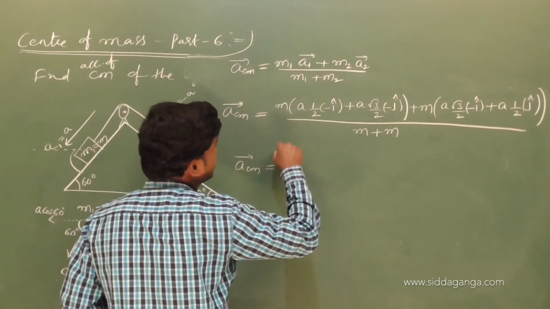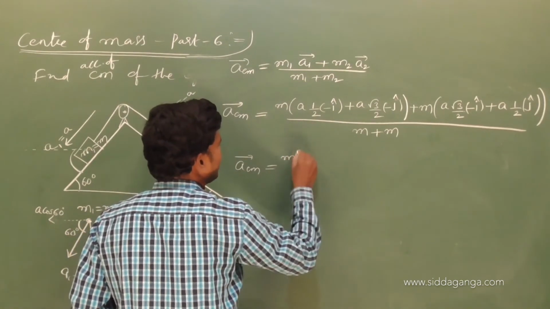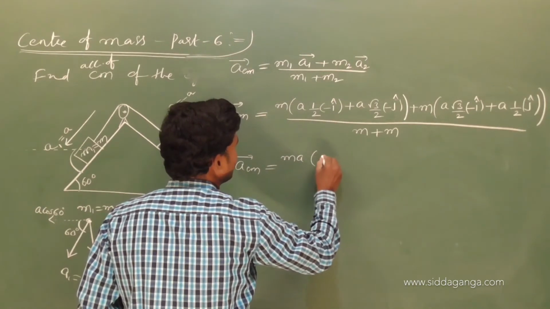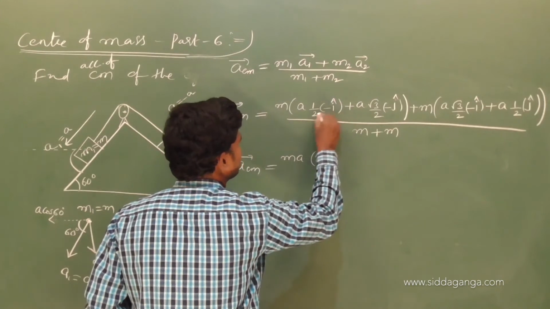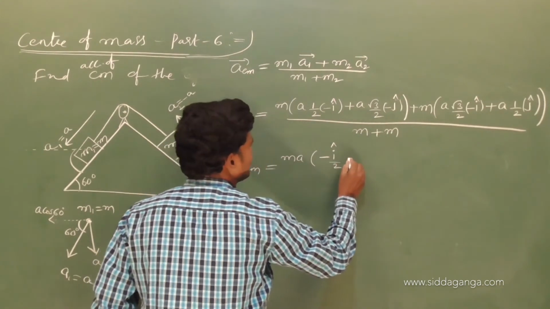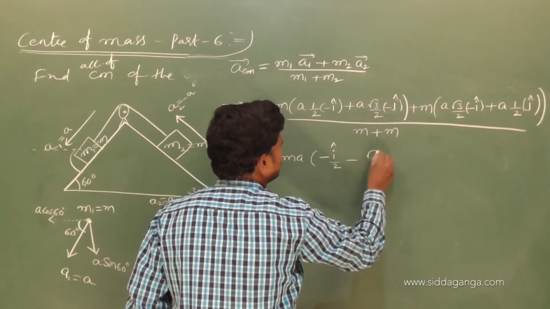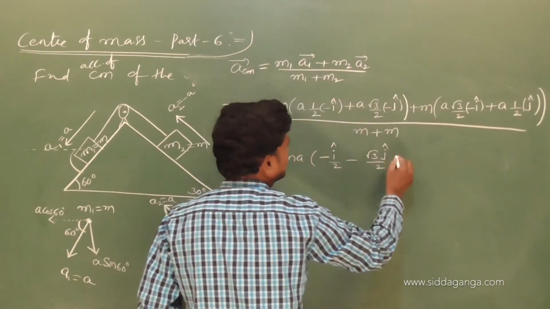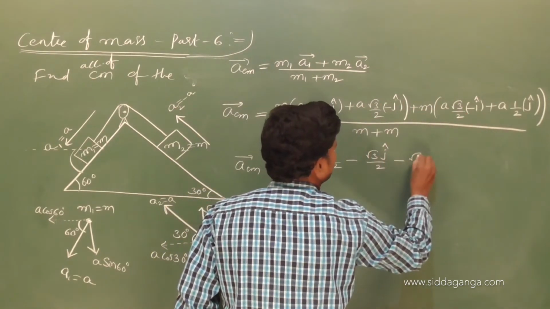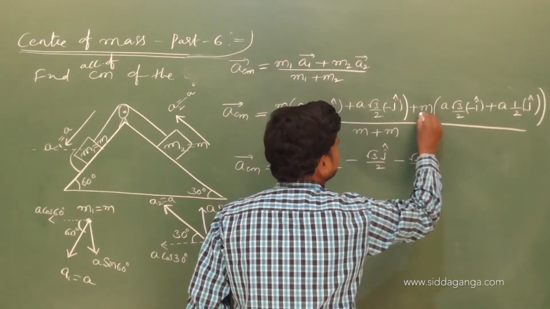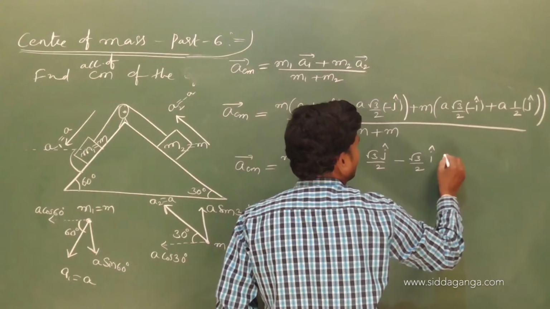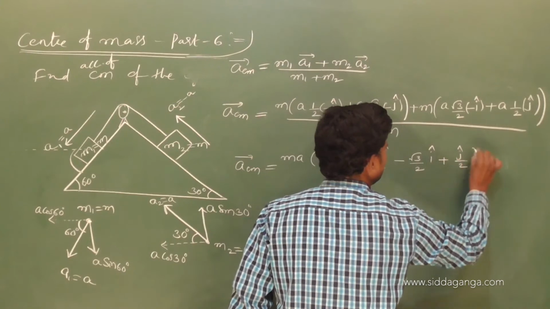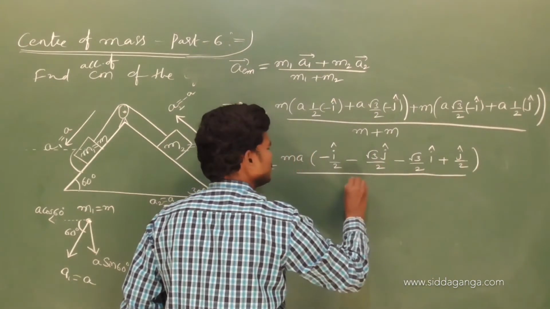M, anyhow you can cancel it. So let me write M outside, A outside. This is minus I cap by 2, minus root 3 j cap by 2. M we already taken out, and minus root 3 by 2 I cap, just multiply it. A already taken out, so plus j cap by 2 divided by 2m.